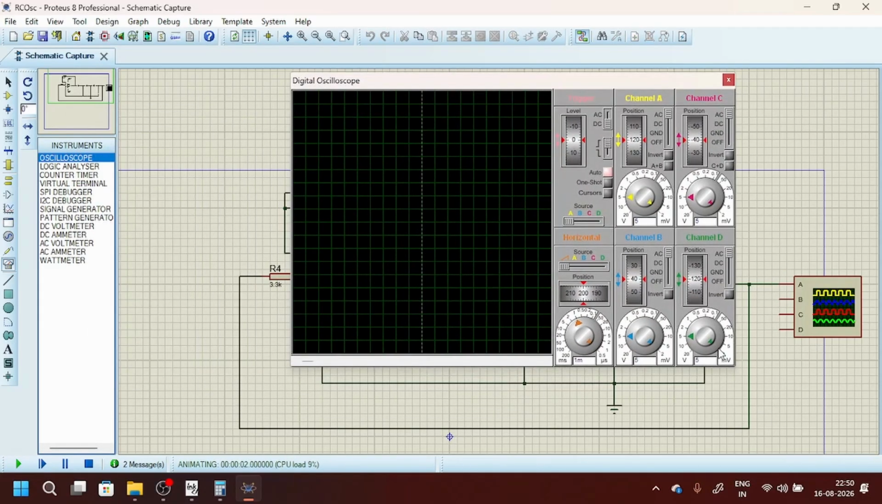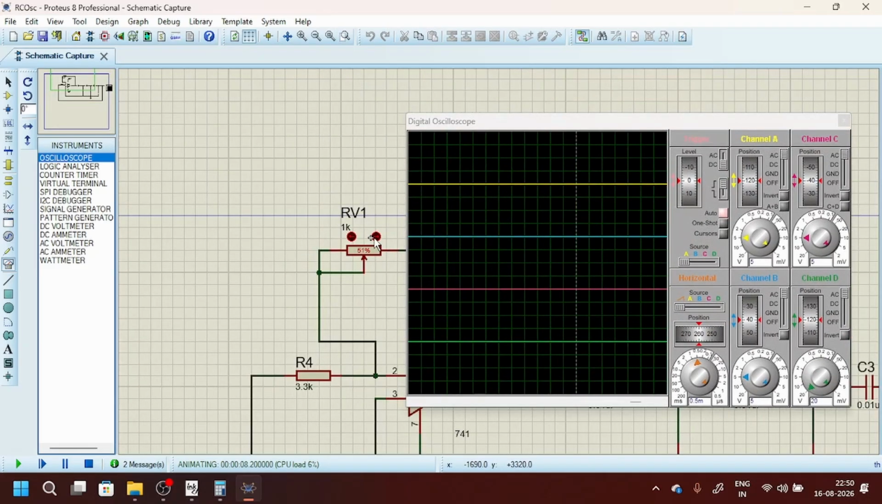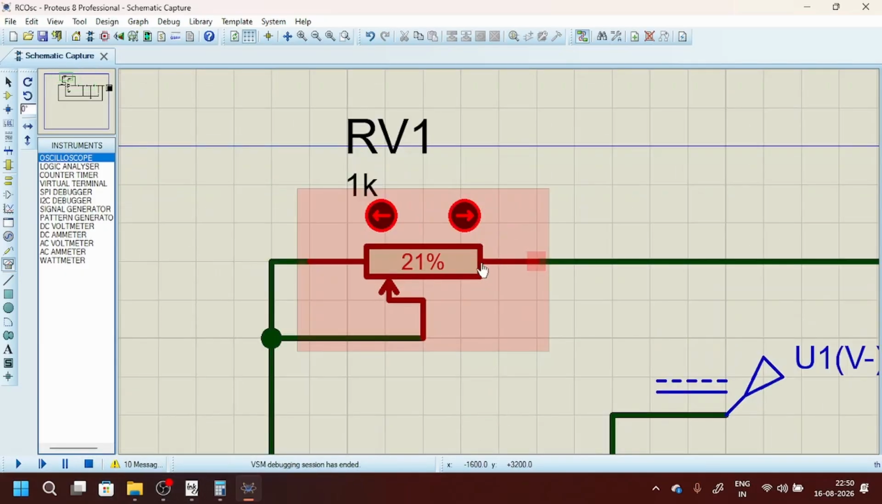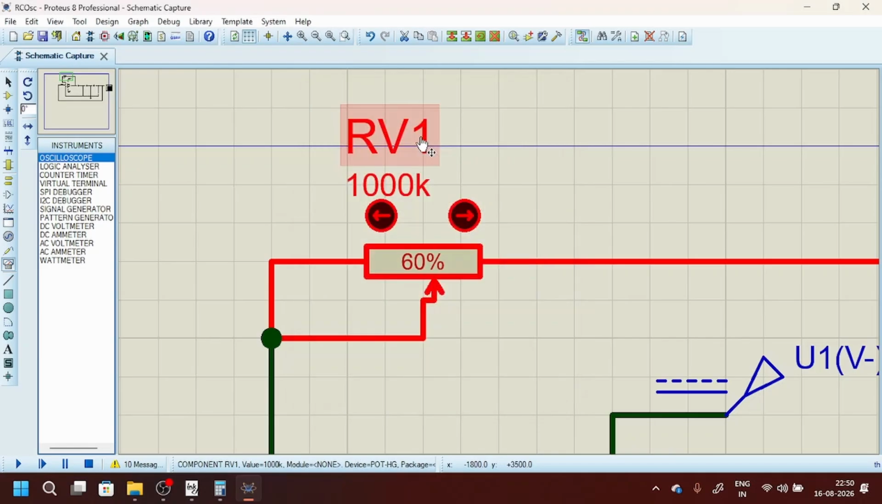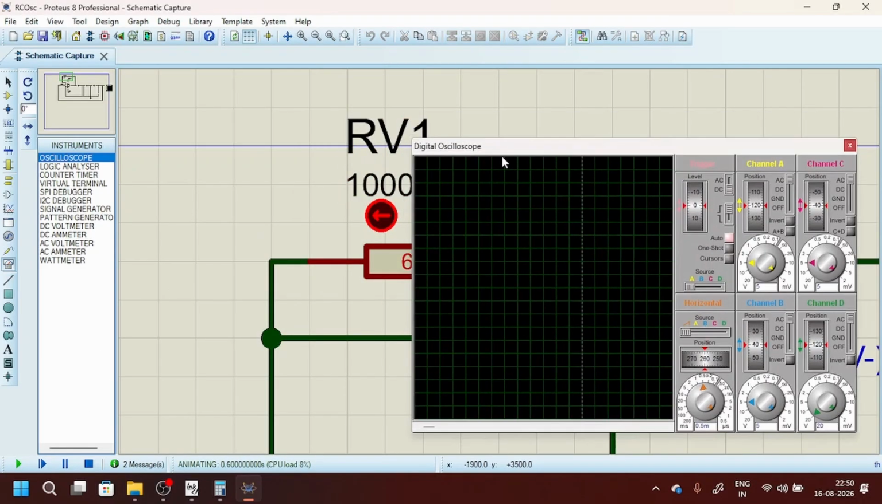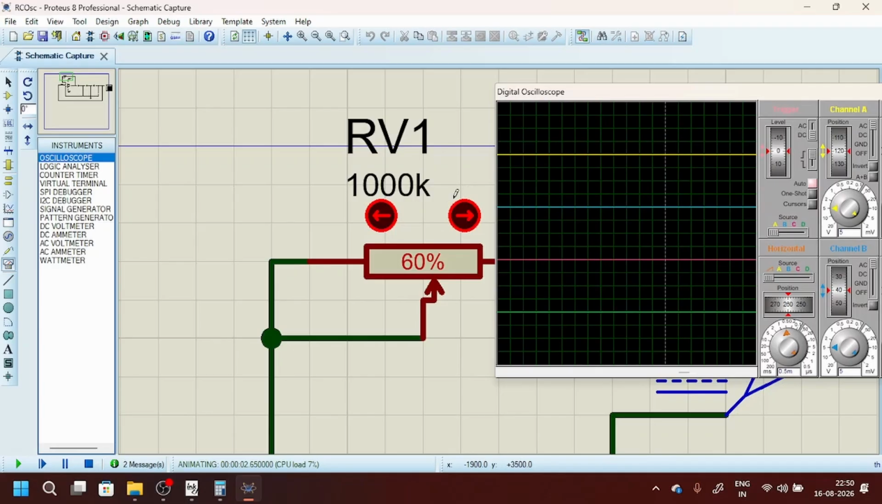Okay, now when I run this, initially I won't get any output. But when I make some changes here, oh yeah, I forgot to change the value of this potentiometer. It's just 1K. That's why the output is not coming. You have to keep it 1000K. Okay, now let's check it once. So no output.